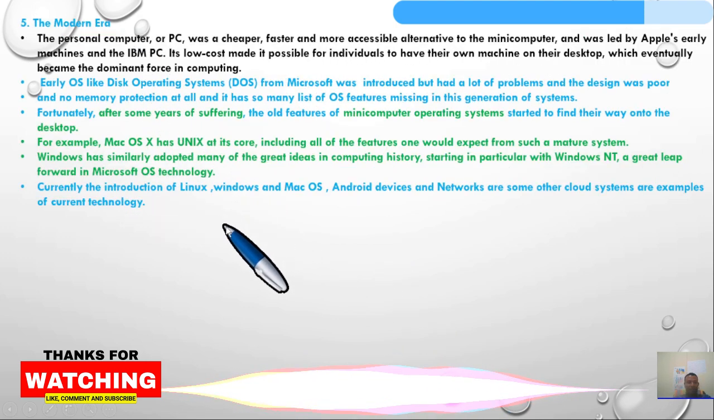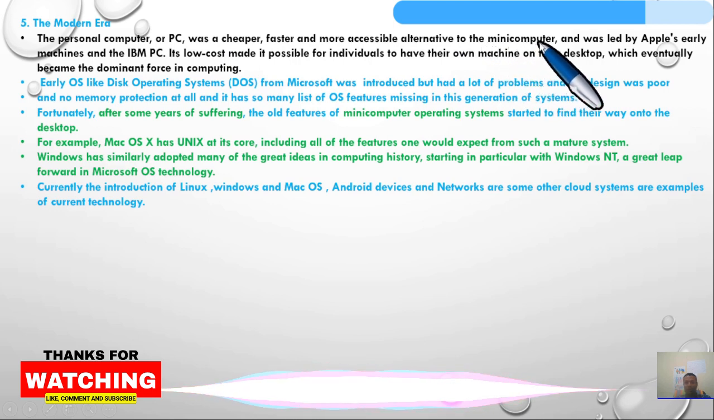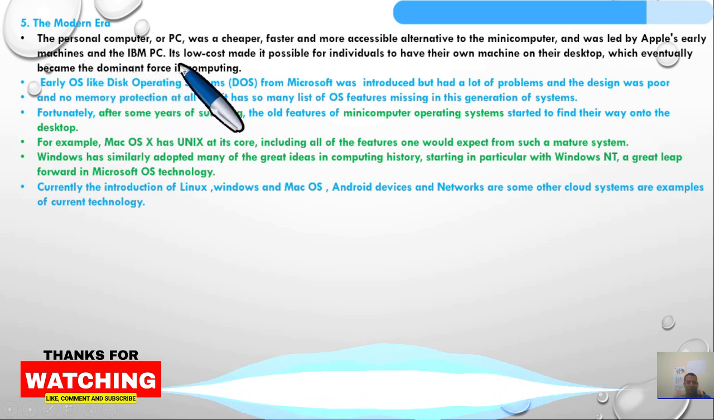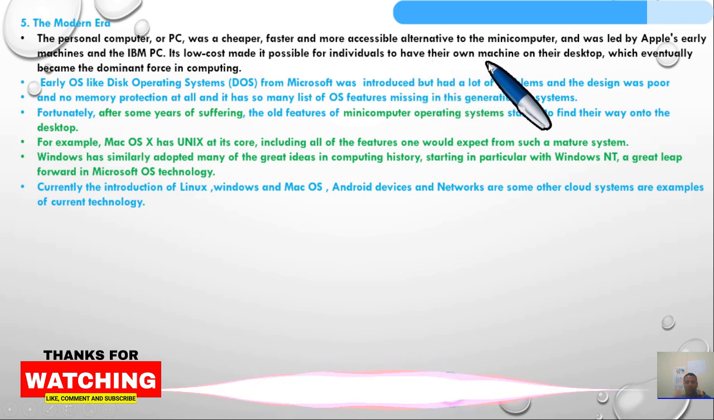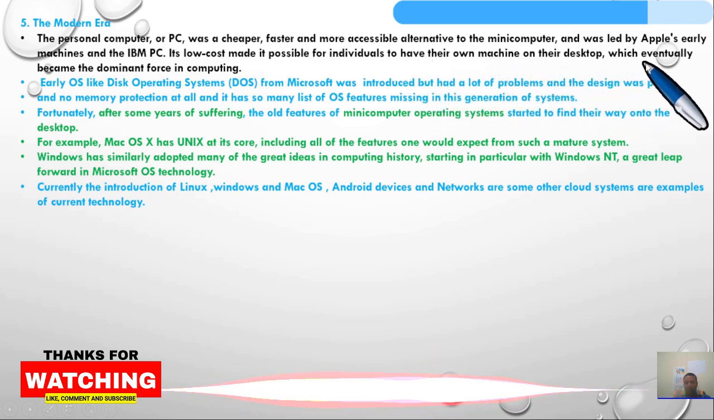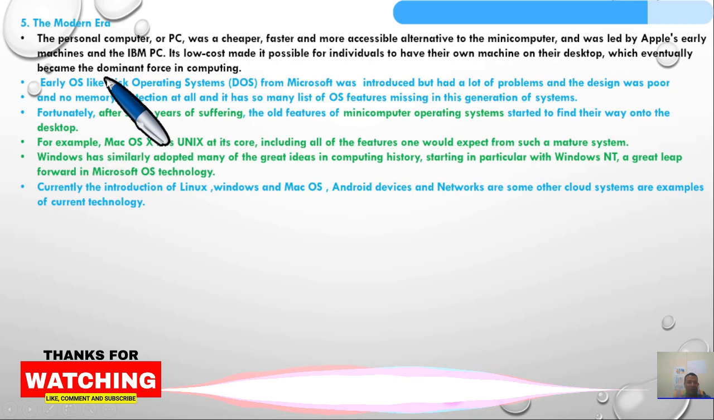The modern era. The personal computer, or PC, was a cheaper, faster, and more accessible alternative to the minicomputer and was led by Apple's early machines and the IBM PC. Its low cost made it possible for individuals to have their own machine on their desktop, which eventually became the dominant force in computing.